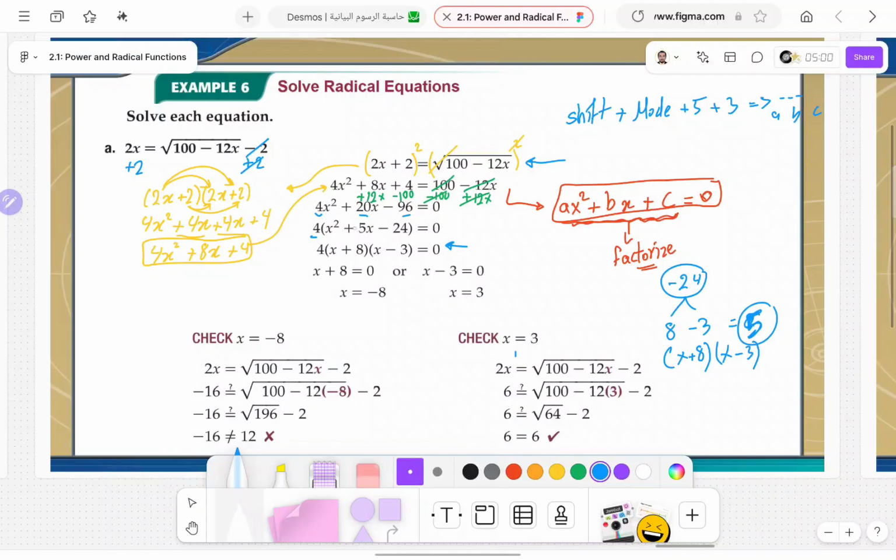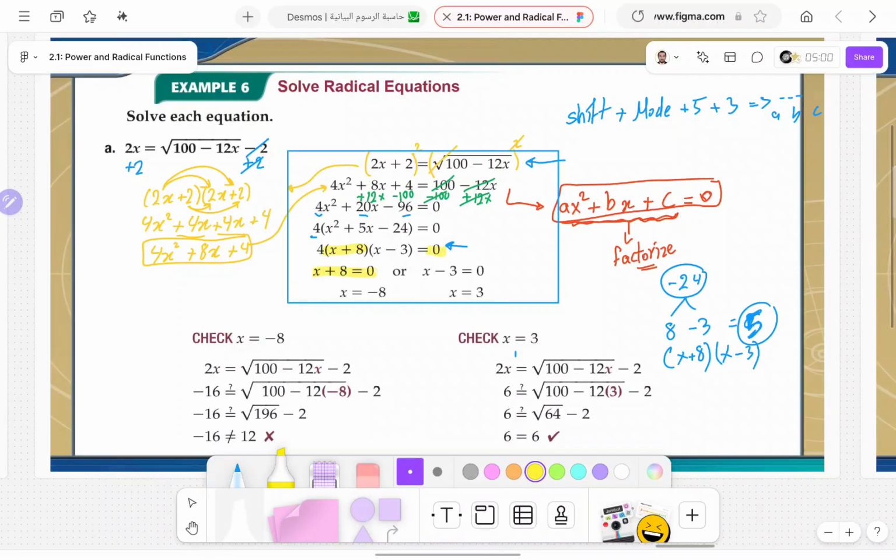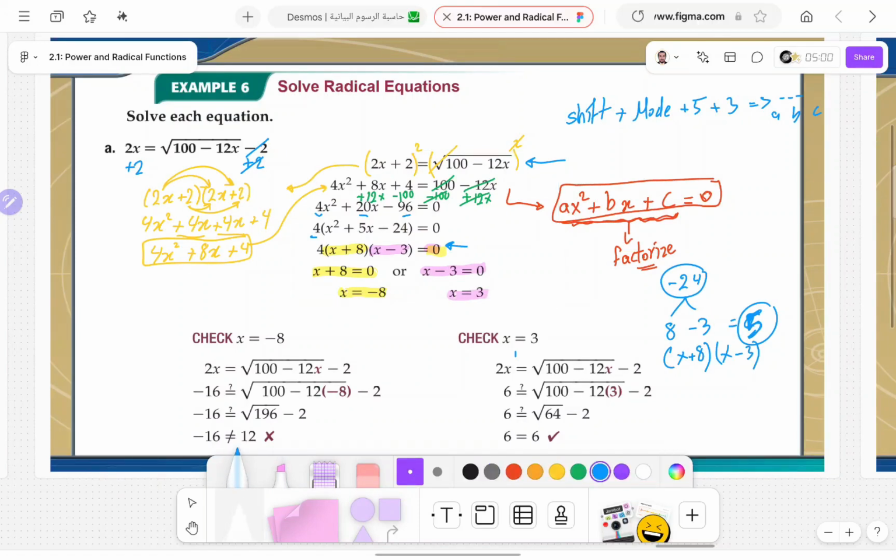Now after we find them, we set every part equal to 0. So x plus 8 equals 0, as you can see, so x is equal to -8. Then I take x minus 3 equals 0, so x equals 3. Now, as you can see here, I have two x's. The first x is equal to -8. The second x is equal to 3. Now, not both of them are correct answers. You need to check. Which one of these is correct? Is it 3 or is it negative 8?